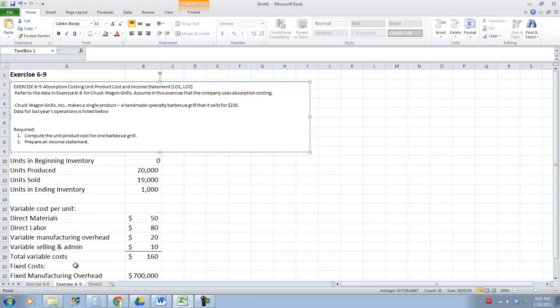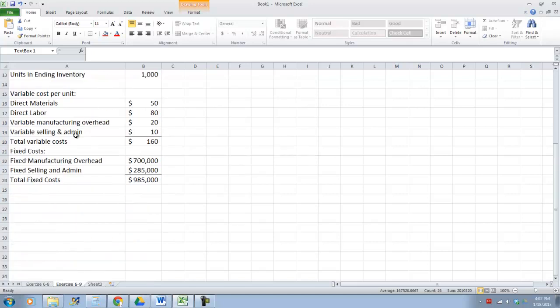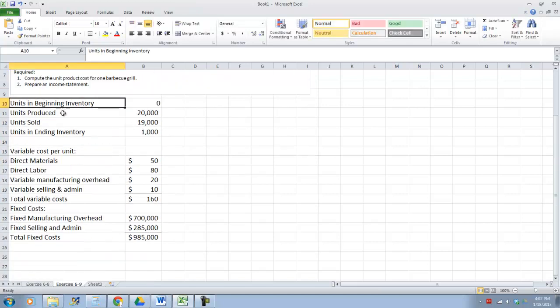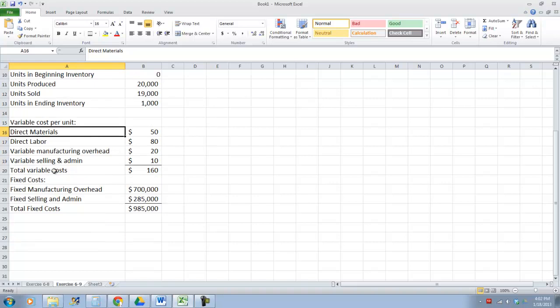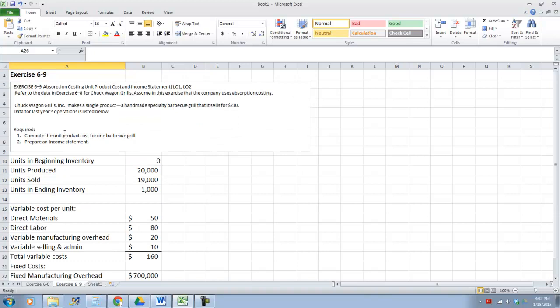Now the next exercise we're going to cover is 6-9. This is using the same data as 6-8 from Chuck Wagon Grill, but now we're going to do absorption costing, and we're going to see the difference between the two. Again, the units produced and the inventory being sold are all given in the problem. The variable costs are the same as exercise 6-8. The requirements: compute the unit product cost for one barbecue grill assuming absorption costing, and prepare an income statement.